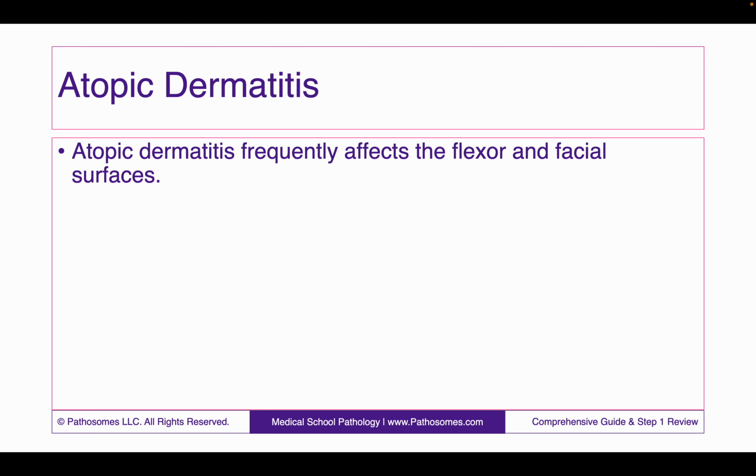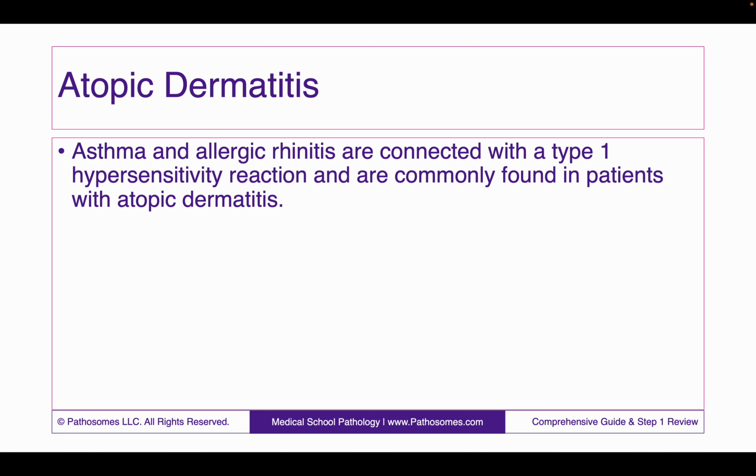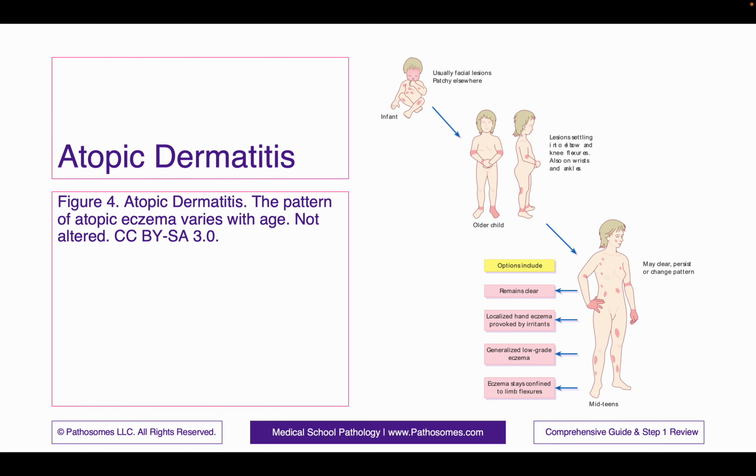Atopic dermatitis frequently affects the flexure and facial surfaces. Asthma and allergic rhinitis are connected with a type 1 hypersensitivity reaction and are commonly found in patients with atopic dermatitis. And here we see a cartoon illustrating the various locations of the lesions associated with atopic dermatitis through the progression of life from infant to older child to mid-teens.